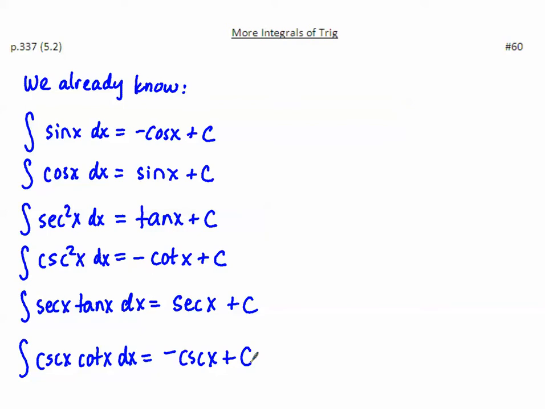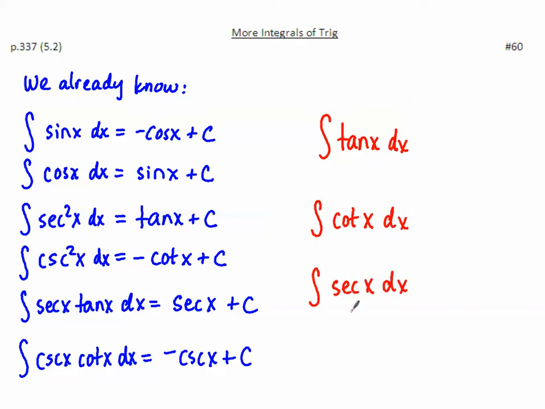But if I asked you the antiderivative of tangent, it's not on our list. The antiderivative of cotangent is not on our list. The antiderivative of secant is not on our list, and the antiderivative of cosecant is not on our list. So 4 more that we want: the antiderivative of tangent, the antiderivative of cotangent, the antiderivative of secant, and the antiderivative of cosecant.